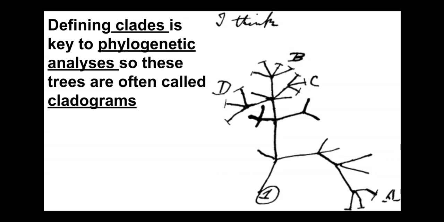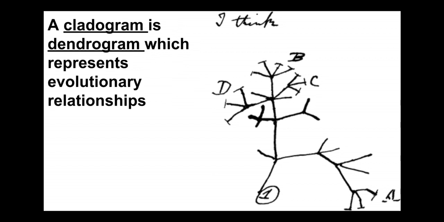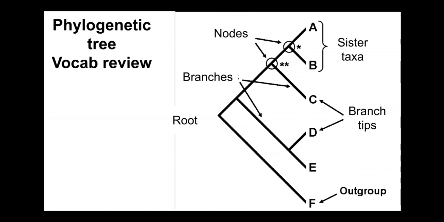Key to defining phylogenetic trees is the establishment of clades, and so phylogenetic trees are often called cladograms. So a cladogram is a dendrogram that represents evolutionary relationships. So this first distinction I'll draw, a cladogram is a dendrogram. Dendro just means tree, but a cladogram is a type of tree diagram that is particularly focused on evolutionary relationships and groupings of clades. So briefly, you might want to pause the video to review a little bit of phylogenetic tree vocab.